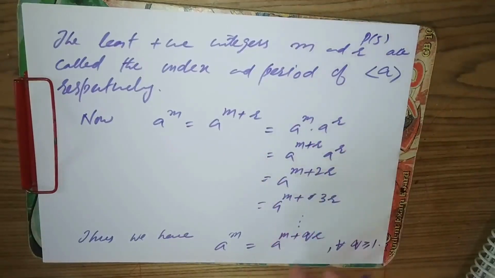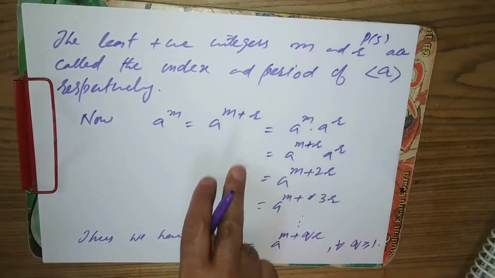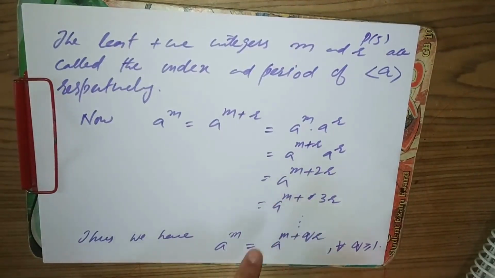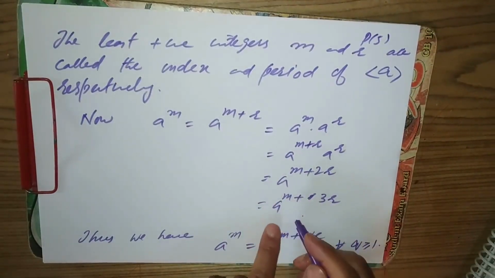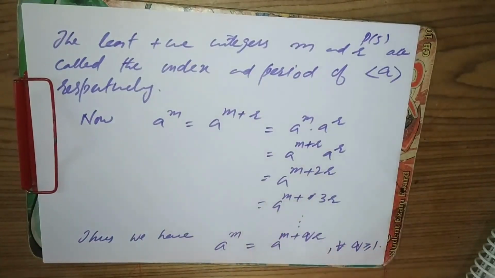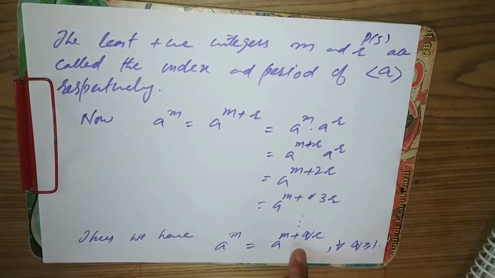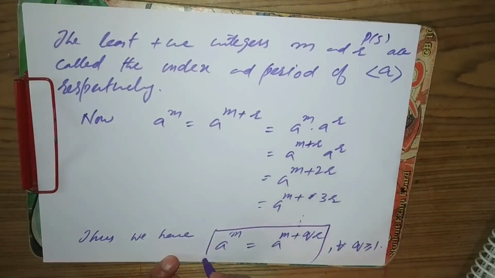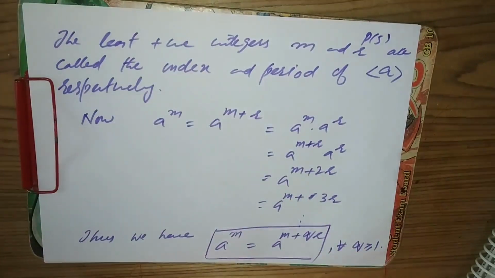Or you can do this like a power m is equal to a power m plus r, then is equal to a power m plus 2r, and now a power, again you can write it as a power m into a power 2r. A power m is again equal to a power m plus r, so it will be equal to a power m plus 3r, and so on. Continue this. By continuing this process, we have the following: a power m is equal to a power m plus qr for all q greater or equal to 0. So this relation is very important for the case when there is repetition among the elements of it.